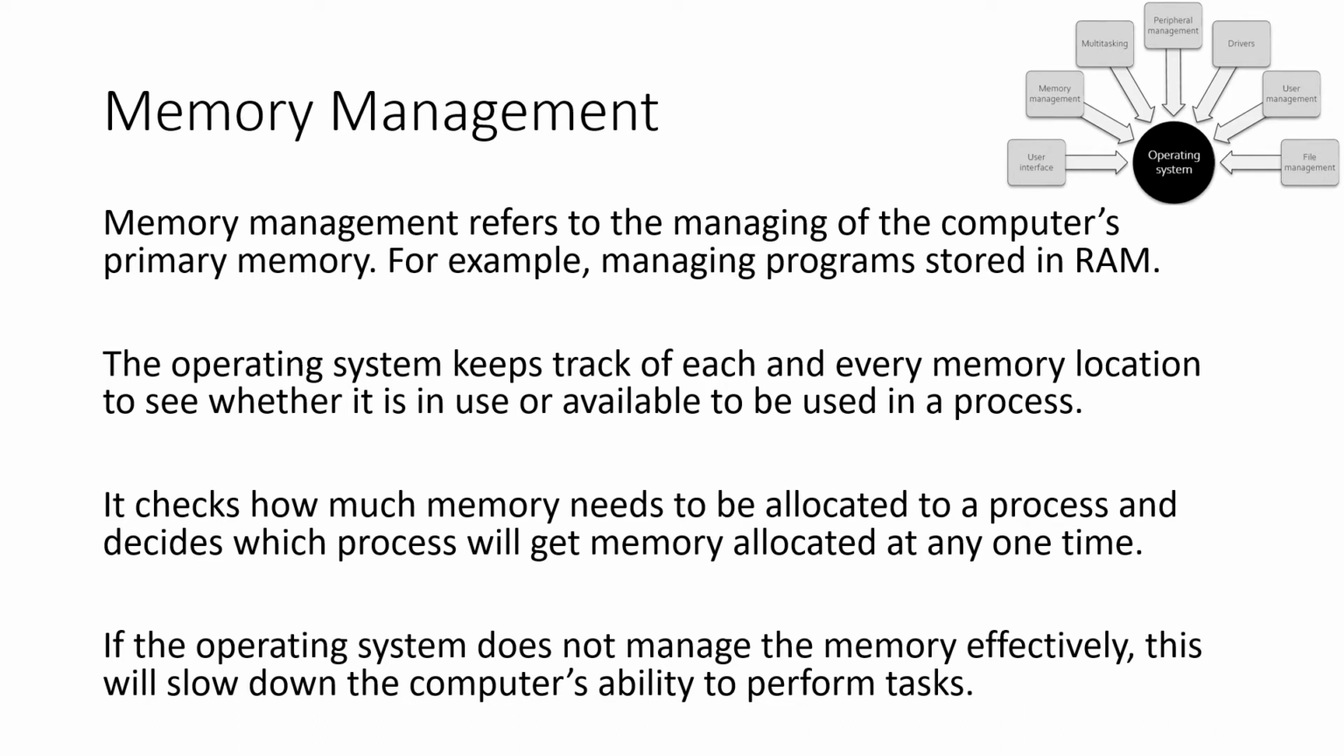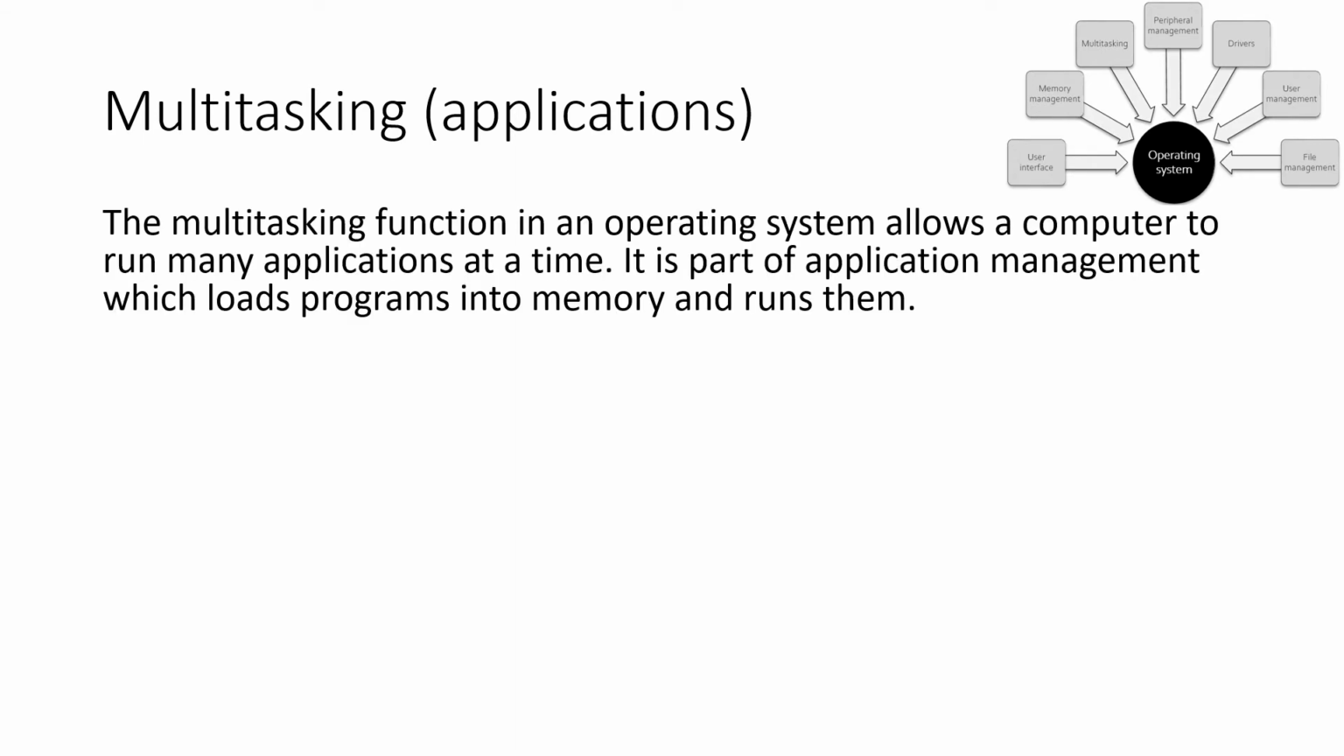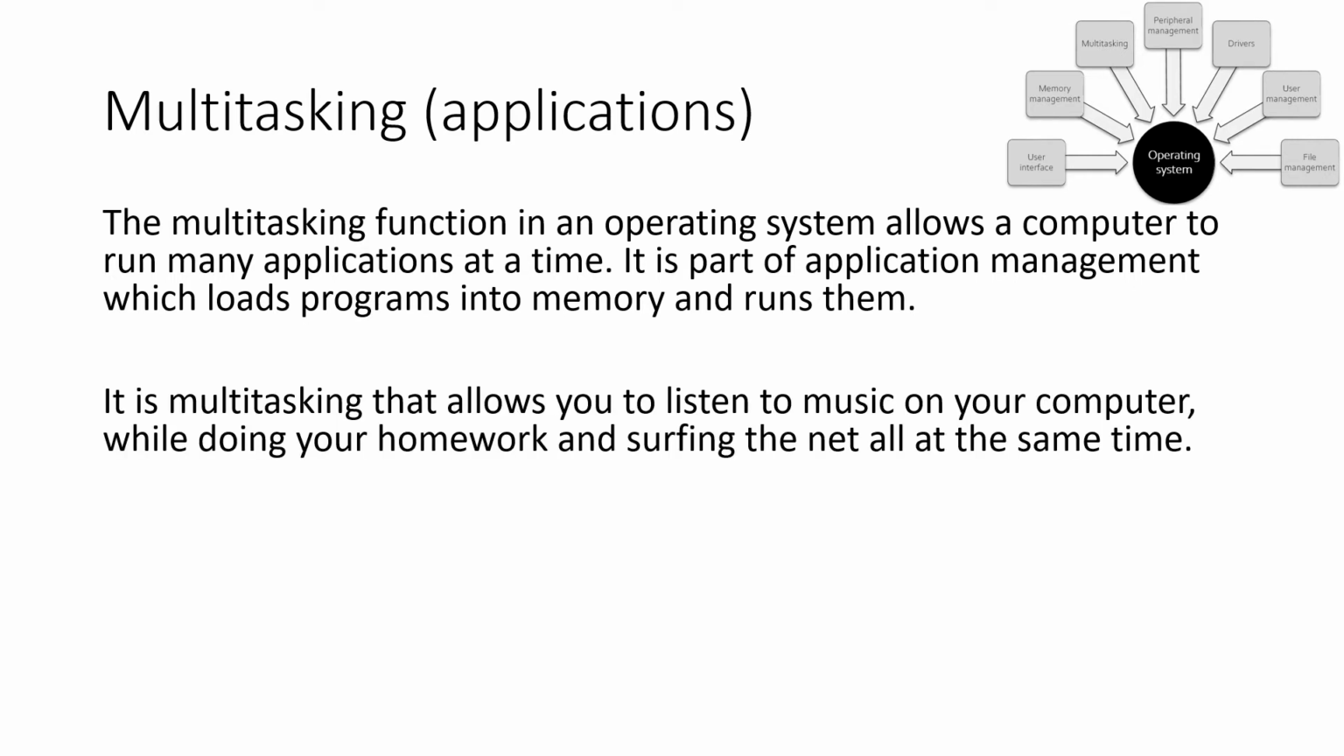And one of the ways that could slow down is through multitasking of applications. Multitasking is part of the operating system. It allows the computer to run many applications at a time, also known as application management. And what it does is it loads a program into memory and then it runs it. And it's multitasking that allows you to do several things at once. Surf the web, listen to music while completing your homework on a word processor.